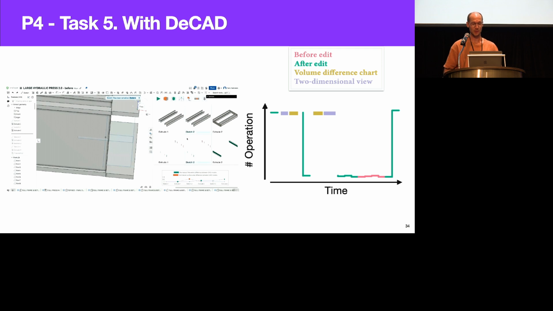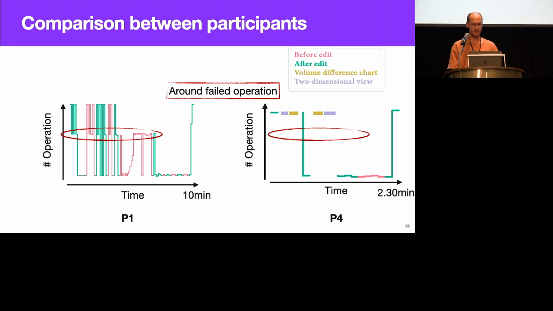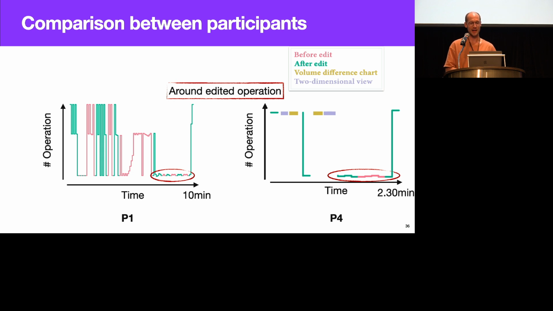Again, looking at their staircase diagram, we can see that DCAD has replaced a strongly oscillating debugging pattern with few interactions with permanent debugging representations. In particular, compared to participant 1, we can see that participant 4 has spent no time looking around the first failed operation, which is really the only message that they get from the host CAD system. They can pretty much directly enter this last phase where very fine-grained information can be obtained. Sorry, I didn't mention here, but participant 1 is on the left and participant 4 is on the right.